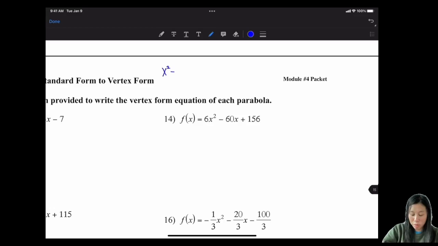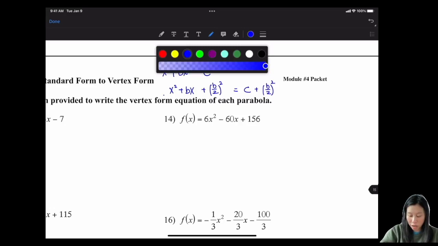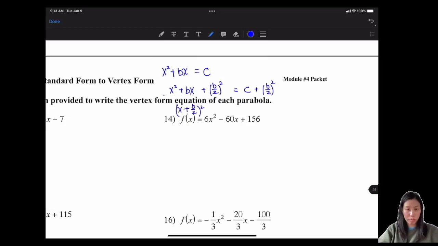If we have x squared plus bx, how can you turn this into a complete square? If x squared plus bx equals some number, like say c, what would you do? You need to add (b/2) squared on both sides. So on the left side, you will get (x plus b/2) squared, and then on the right is whatever is on the right.